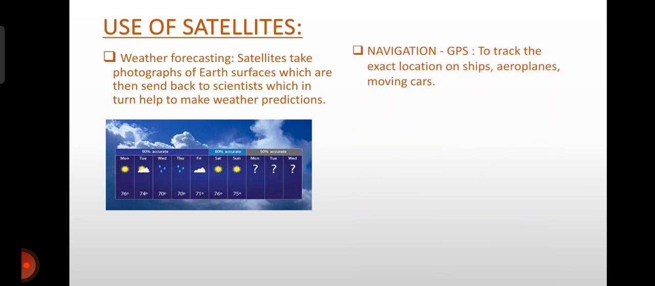Another use is navigation, which is GPS, Global Positioning System, which helps to track the exact location of ships, aeroplanes, even moving cars.